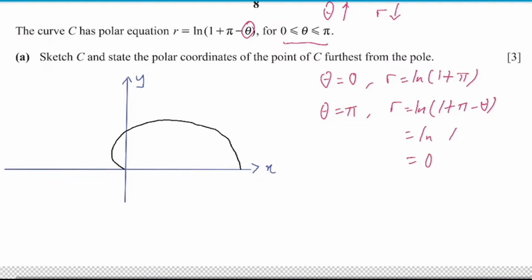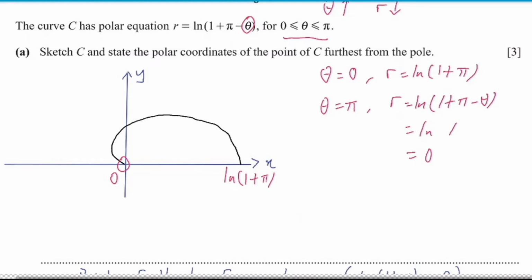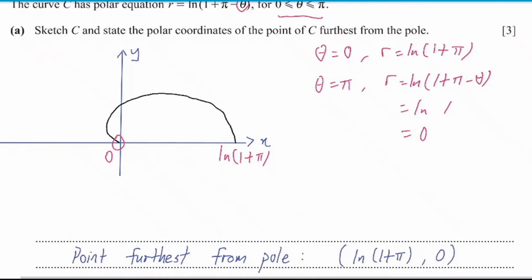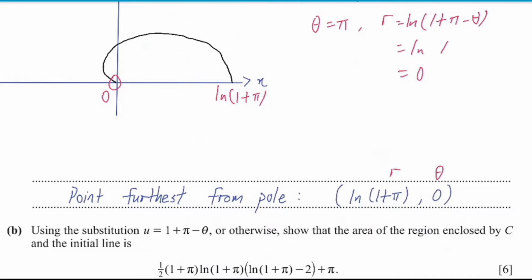So we know how the curve would look like. It will go to 0, and the starting point is here. So you could mark the intersections here. This is 0 here. You also need to state, because the question asks us to state the polar coordinates of the point of C which is furthest from the pole. So it is not like stating the largest value of r. We need to have the polar coordinates, so make sure it is really in the form of r and theta. So when theta equals 0, the value of r here is ln(1 + pi).